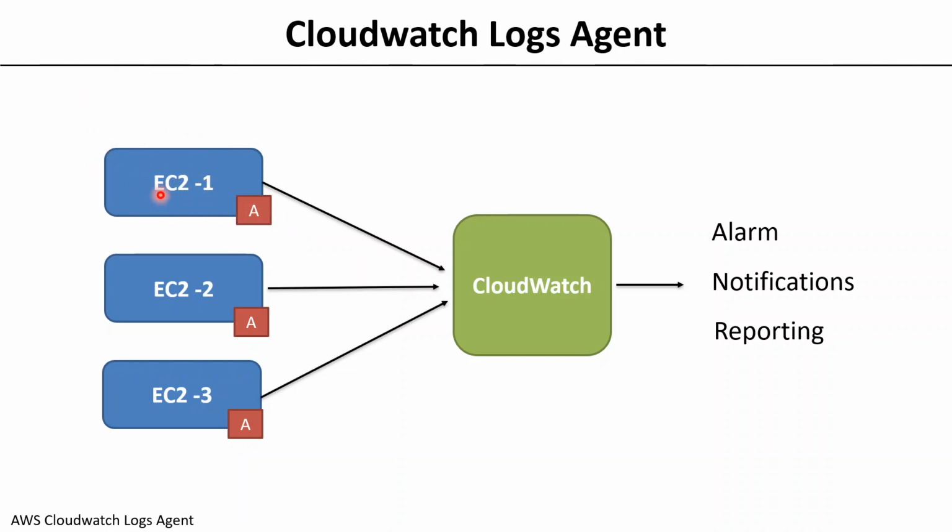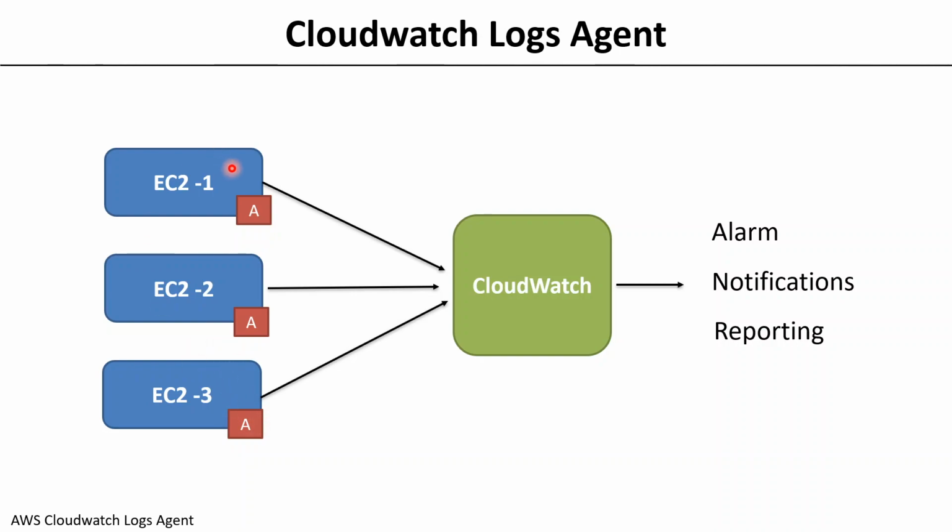You probably have a business critical application on one of them and you want to collect a set of log files from this EC2, a different set of log files from this EC2, and a different set of log files from this EC2. So all these are possible with the configuration of these agents.